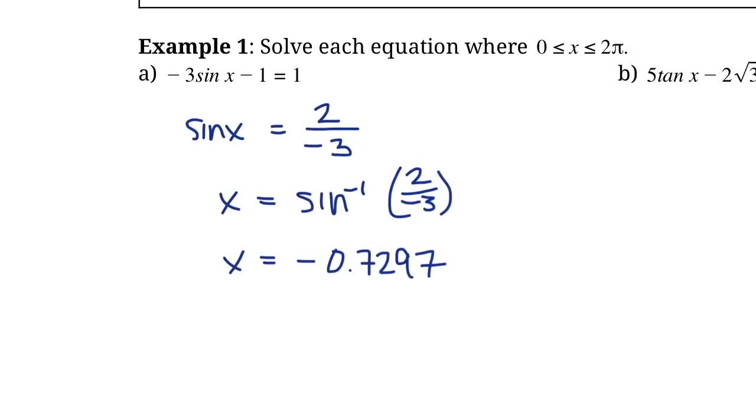So is that it? Is that our answer? Well, technically that is an answer, but is it the only answer? Think back to when we were solving sinusoidals. It's not the only answer. We're asked to find all answers between 0 and 2 pi, right? So, by the way, this is a radian measure. My calculator is in radian mode, so that negative 0.7297 is a radian measure.